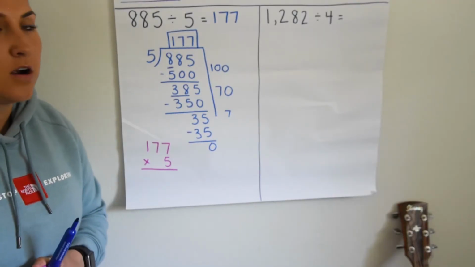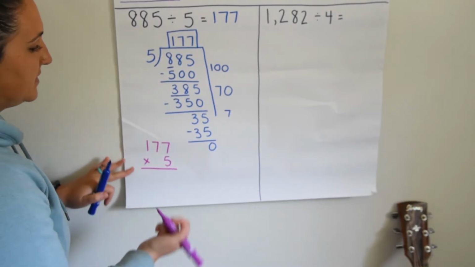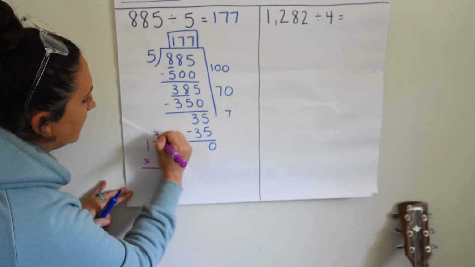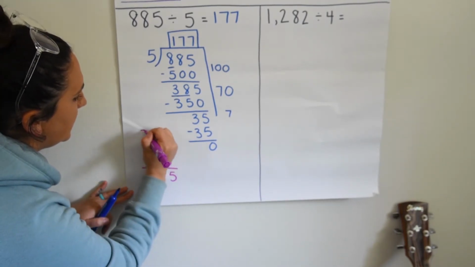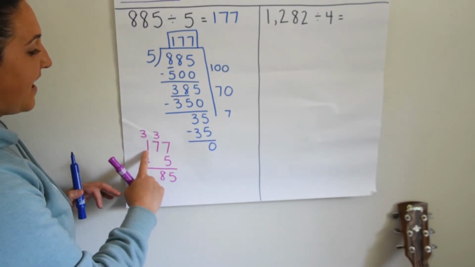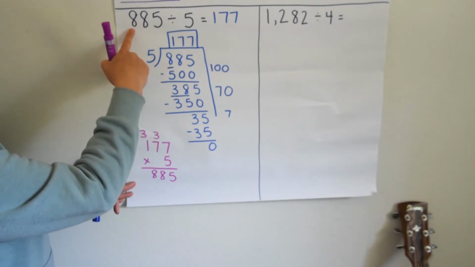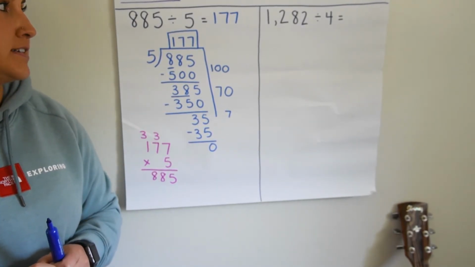When we want to check our answer, we can multiply 177 times 5. 5 times 7 is 35. 35 plus 3 is 38. 5 times 1 is 5 plus 3 is 8. 885 is what we started with as our dividend up here. So we do know that we have our correct answer.